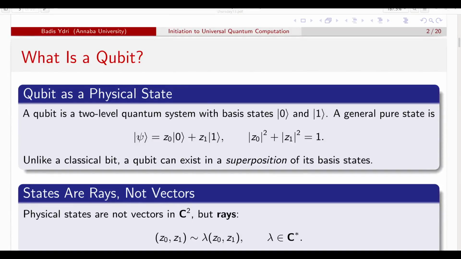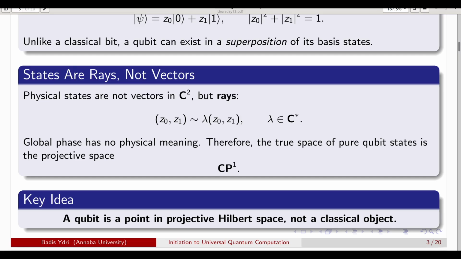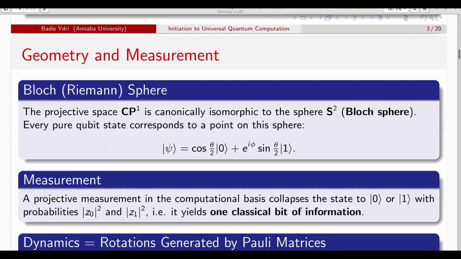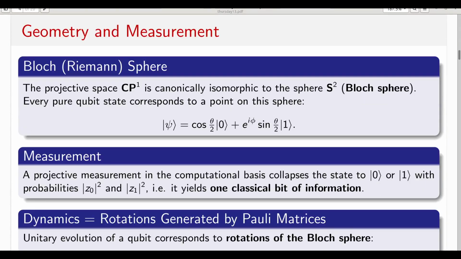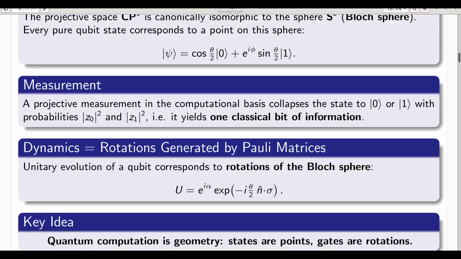A qubit is a two-level quantum system with states 0 and 1. Its general state is a superposition, and physical states are rays, not vectors. A qubit is therefore a point in projective Hilbert space. The projective space of a qubit is a sphere, the Bloch sphere. Measurement collapses the state to 0 or 1, yielding one classical bit. Quantum evolution corresponds to rotations of this sphere.